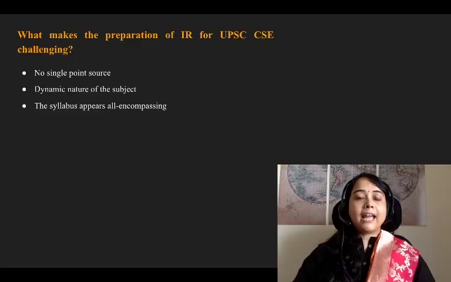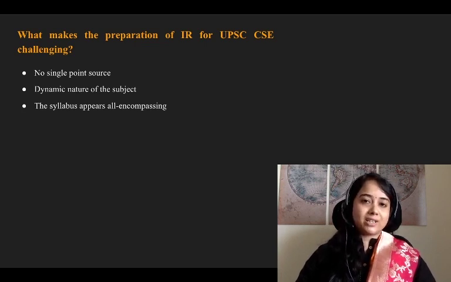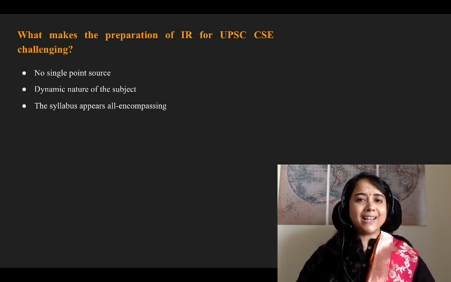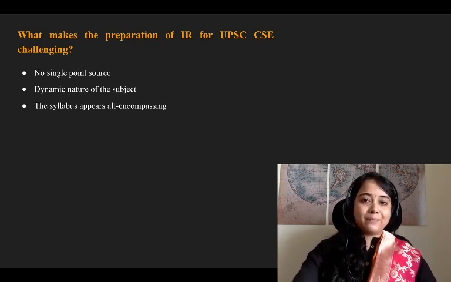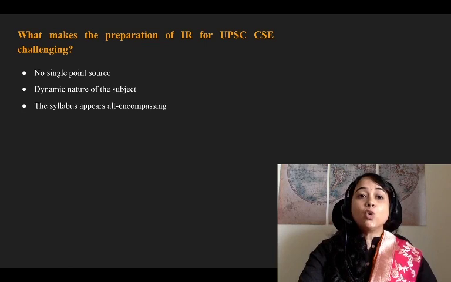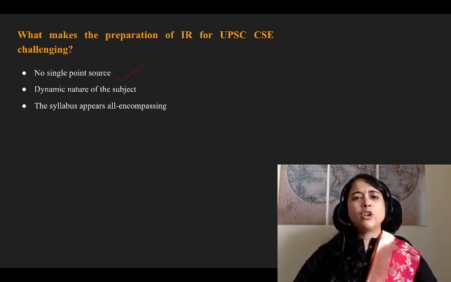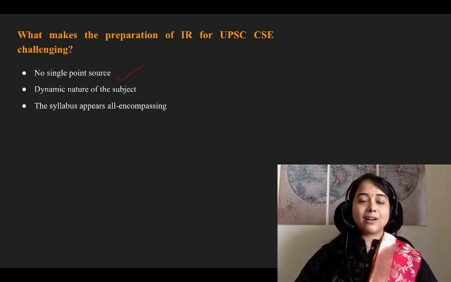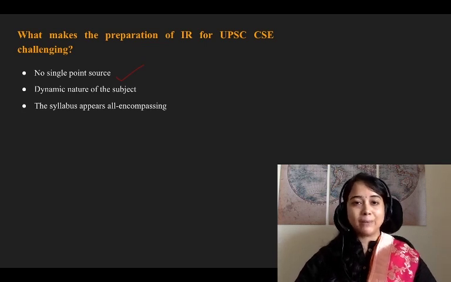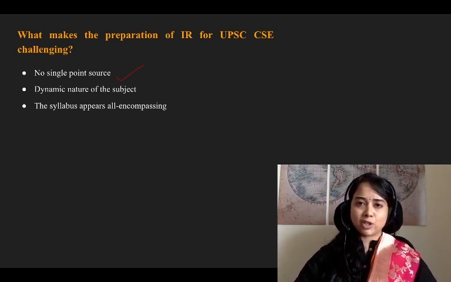So let's quickly take a look at what our club is going to entail. In my interaction with students, I find that they find it challenging to prepare for international relations. And why is it so? Firstly, they say that there is no single point source to prepare for international relations. You don't have a book like Laxmikanth or Spectrum that you have with respect to polity or modern history when it comes to international relations.